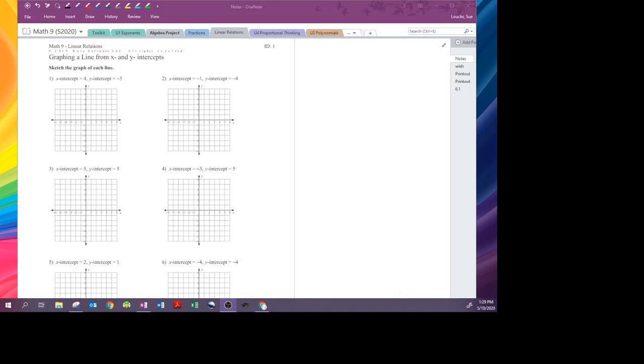Hi Math Nines! We are doing lesson 3.3 today, graphing a linear equation given standard form or x and y intercepts. So we're going to start with the x and y intercepts.